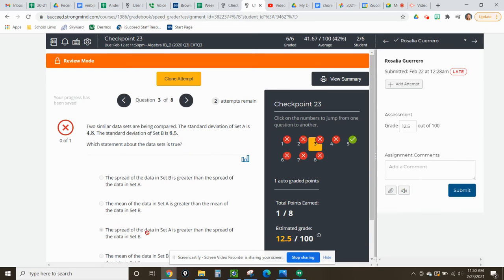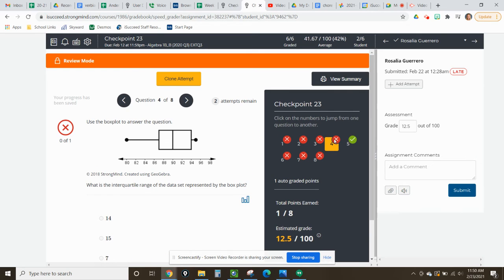So you chose the spread of the data in set A is greater than the spread in set B. So set A had 4.8 as its deviation and set B 6.5. So for sure set B is farther. There's a greater spread because it had a greater number. So the spread of the data in set B is greater than the spread of the data in set A. That is what I would choose. The mean of the data in set A, no, we don't know about the average. It didn't say that. It's just the standard deviation. So the spread of set B is bigger than the spread of set A because the standard deviation was bigger.